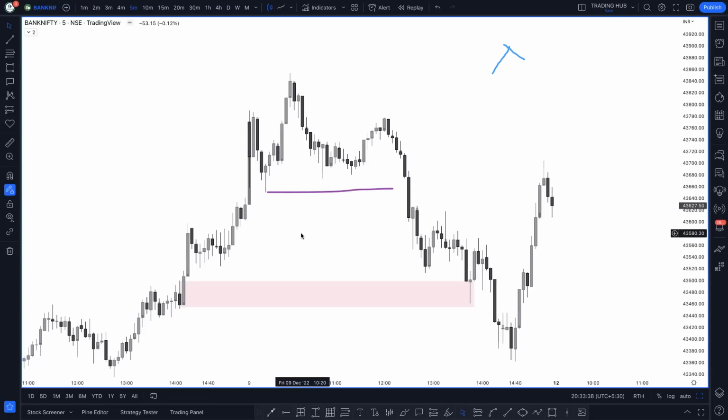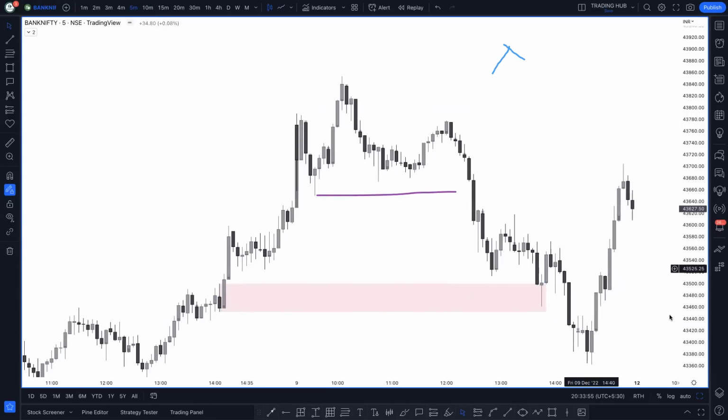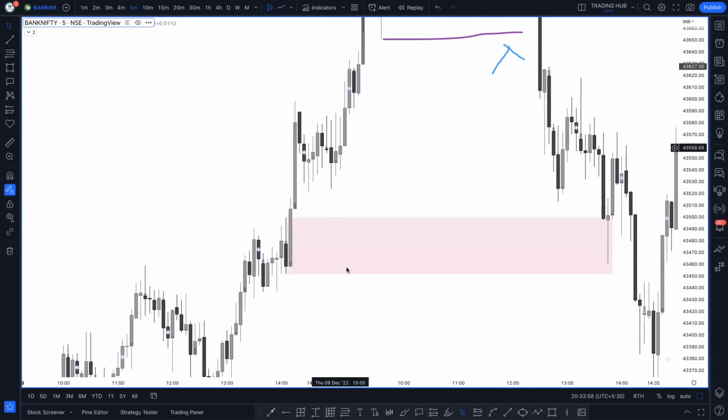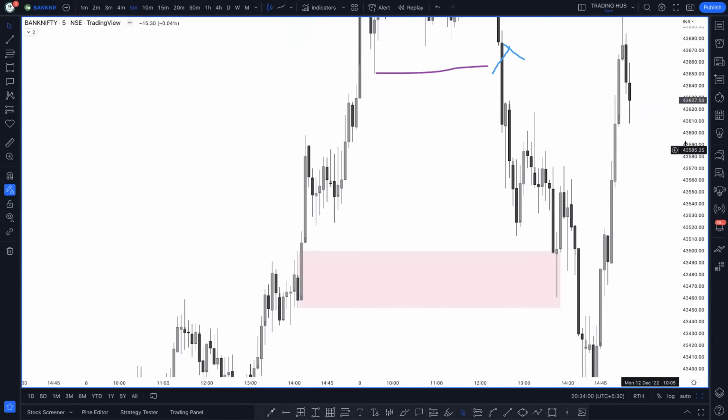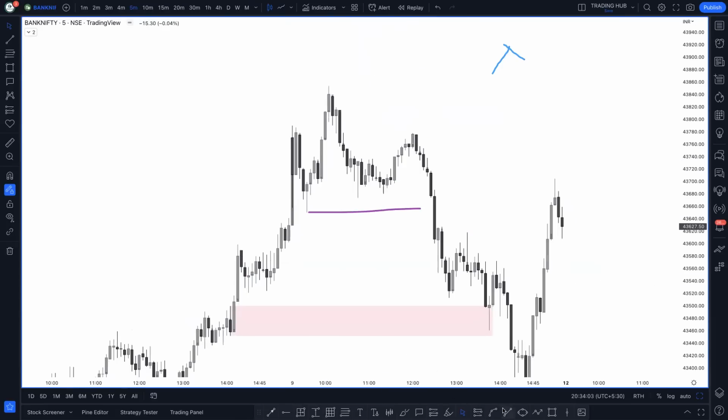So those are a good POI here. I think this one, yes, looks like it has taken out very minor liquidity. So this is our proper order block, if it takes out this liquidity here. Let me show you. Yes, taken out. And this order block is not valid here, correct? Because this black candle has not taken out the liquidity by this bullish candle.